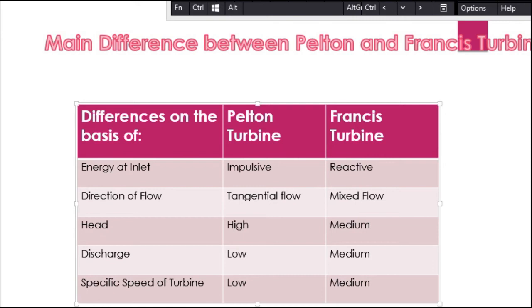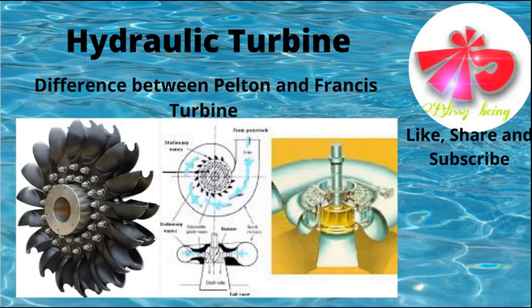Likewise, the fourth difference is on the basis of discharge. So, on the basis of discharge, Pelton turbine is low discharge turbine, while Francis turbine is medium discharge turbine. Likewise, finally, on the basis of specific speed of turbine, Pelton turbine can be classified as low specific speed turbine, while Francis turbine can be considered as medium specific speed turbine.